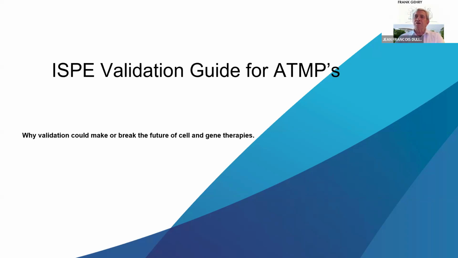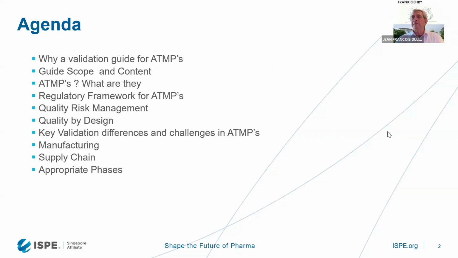This presentation on the validation guide: first, the agenda. We will try to see why we need a validation guide for ATMPs. We'll go into the scope and the content of this guide, and then we will try to understand in a few words what ATMPs are, Advanced Therapy Medicine Products.